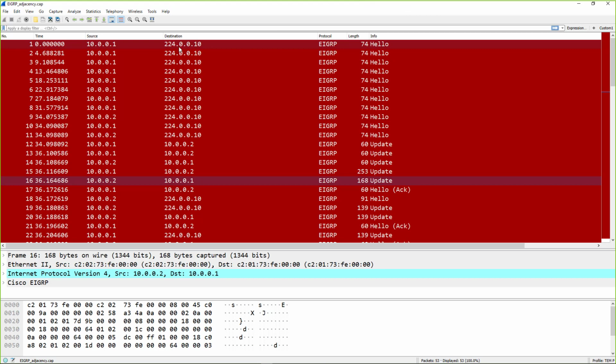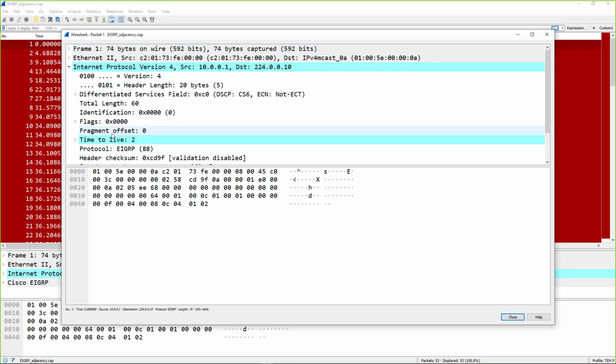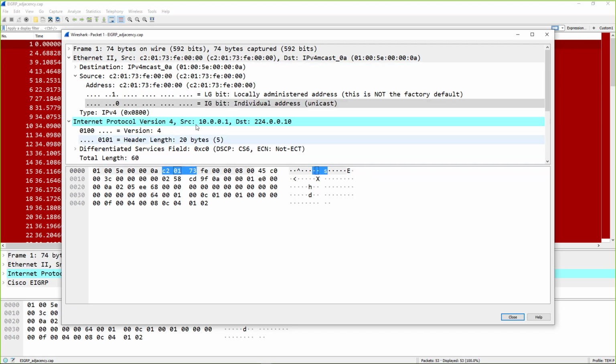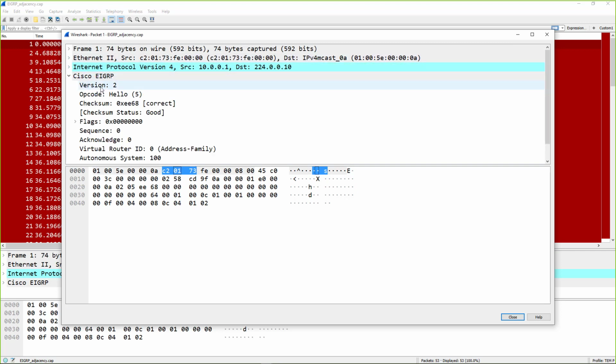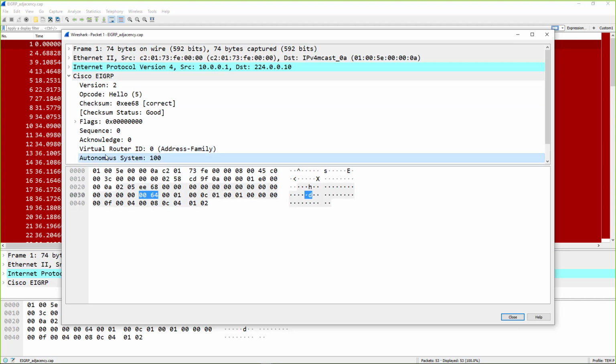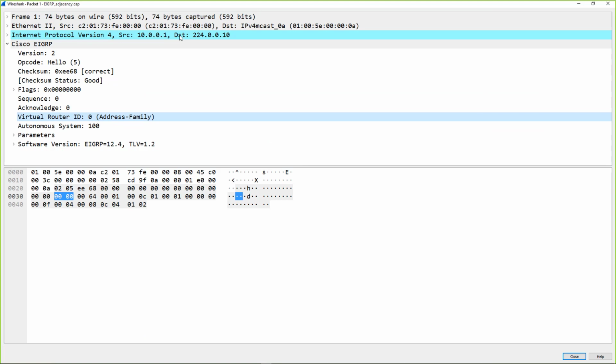And notice the destination address is 224.0.0.10. In the layer 3 packet header, the protocol field is 88, as I mentioned. But if I then look at the EIGRP packet header, notice this looks exactly the same as v6. That's the wonderful thing about v4 versus v6. The protocols pretty much operate exactly the same way. So when you learn about EIGRP for IPv4, you're learning about EIGRP for IPv6 as well.